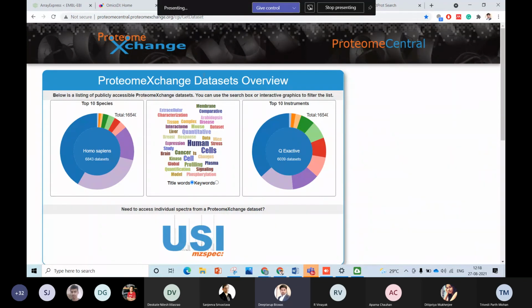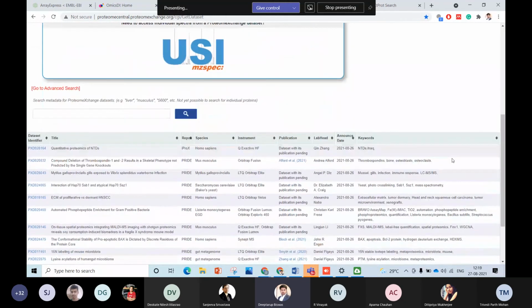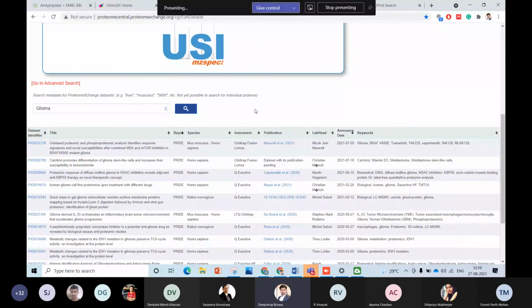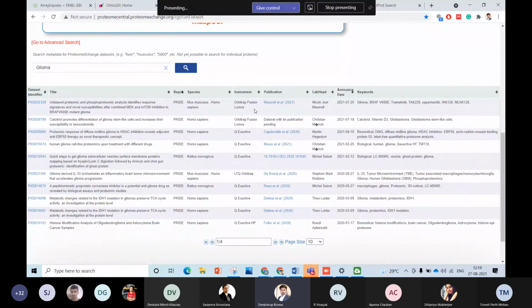As you can see over here, there's a pie chart and plots giving you an idea about how many different kinds of species there are, how many different data sets are available, and which instrument has how many data sets. For example, Mus musculus has almost 2,400 data sets. To search for a particular topic, for example glioma, if I put glioma over here and search, it will give all the data sets available for glioma.